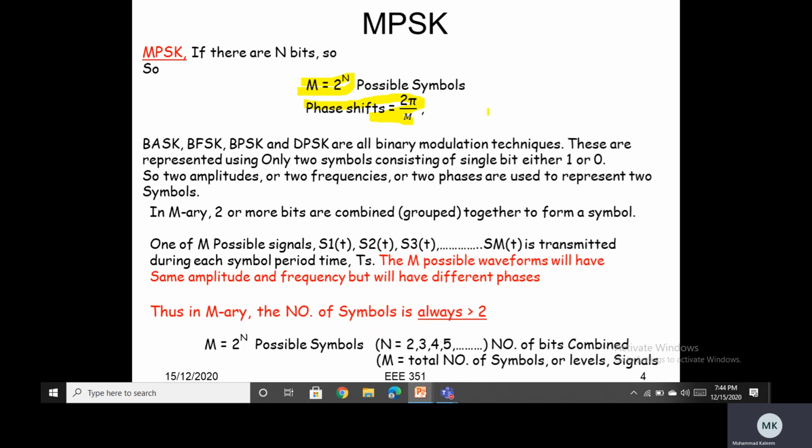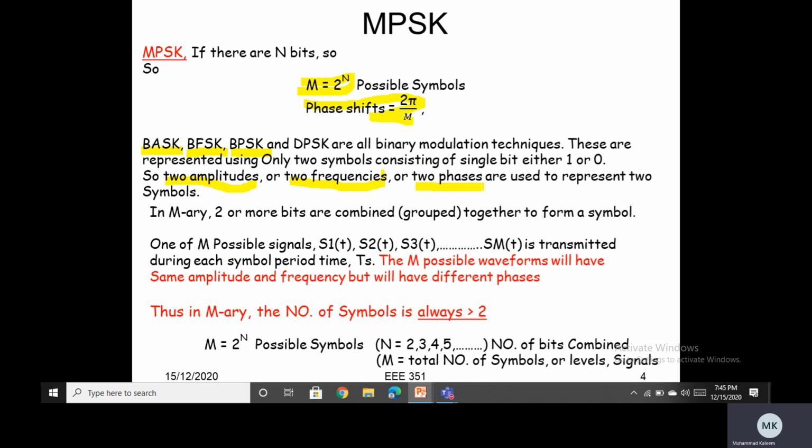So based on that, BASK, BPSK, BFSK, and DPSK all are binary modulation techniques. These are represented using only two symbols consisting of a single bit, either 1 or 0. So in case of binary amplitude shift keying, we have only two amplitudes. In case of binary frequency shift keying, we will have two frequencies. In case of binary phase shift keying, we will have two phases used to represent two symbols.